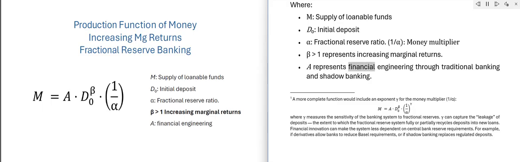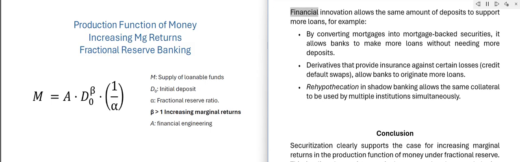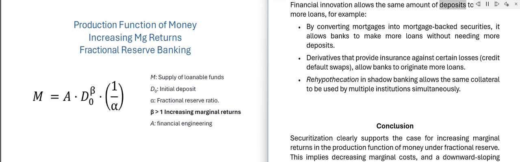A represents financial engineering through traditional banking and shadow banking. Financial innovation allows the same amount of deposits to support more loans, for example. By converting mortgages into mortgage-backed securities, it allows banks to make more loans without needing more deposits. Derivatives that provide insurance against certain losses, credit default swaps, allow banks to originate more loans. Rehypothecation in shadow banking allows the same collateral to be used by multiple institutions simultaneously.